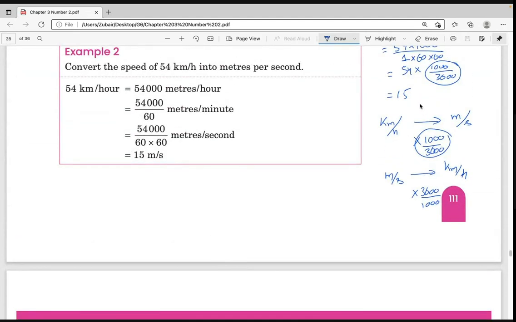So kilometer per hour to meter per second. Any doubt that we can use this directly? No. So 1000 over 3600, which actually simplifies to 5 by 18. We can use any of this. If we have a calculator, we have no issue. We write whatever we want.